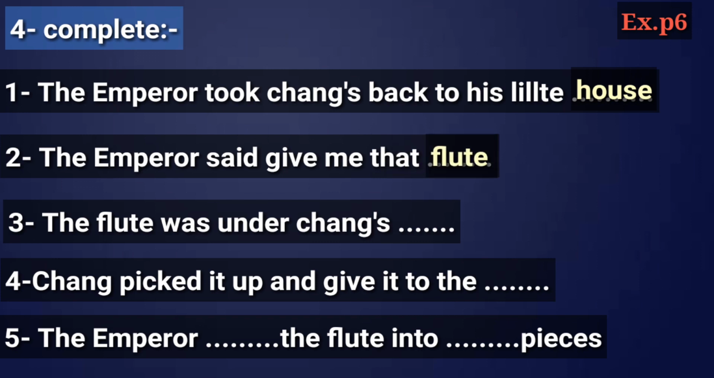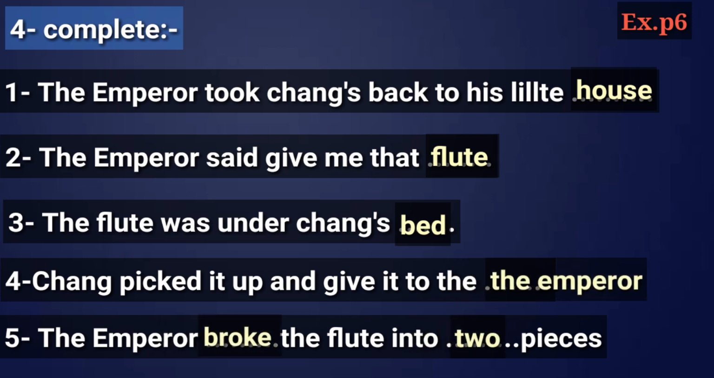Number 3, the flute was under Chang's blank. The right answer is bed. The flute was under Chang's bed. Number 4, Chang picked it up and gave it to the blank. The right answer is emperor. Chang picked it up and gave it to the emperor.